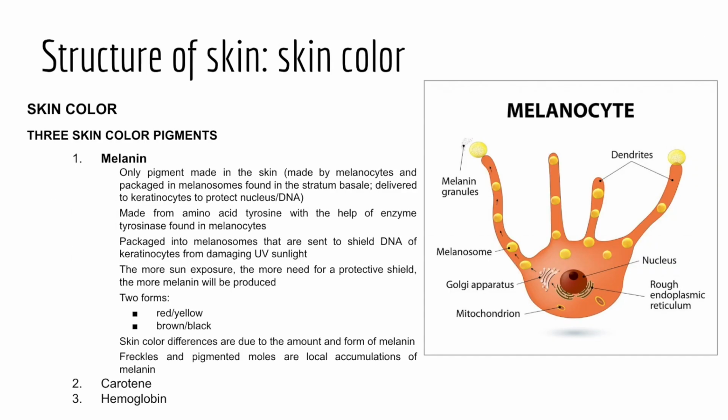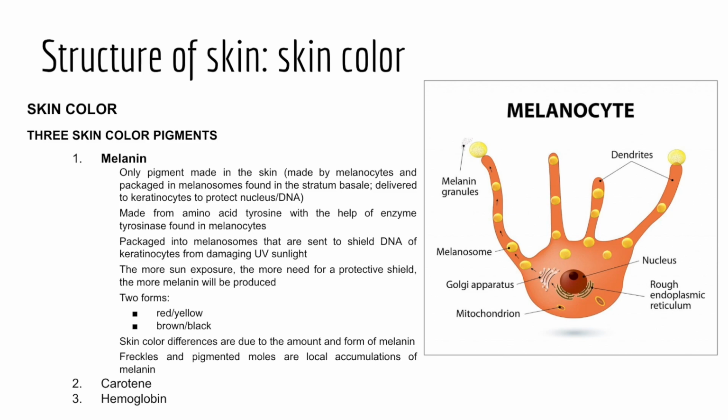Our textbook makes mention of three pigments and/or structures that help contribute to skin color. We have melanin, keratin, and hemoglobin. I want to look at each of these three to show how these pigments and/or structures provide for skin pigment.